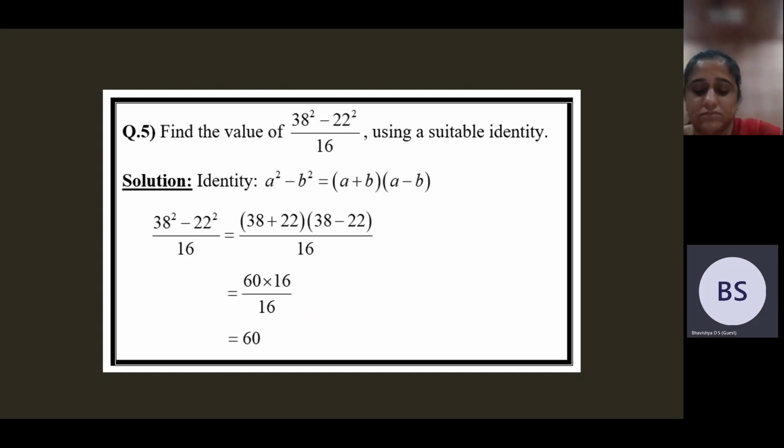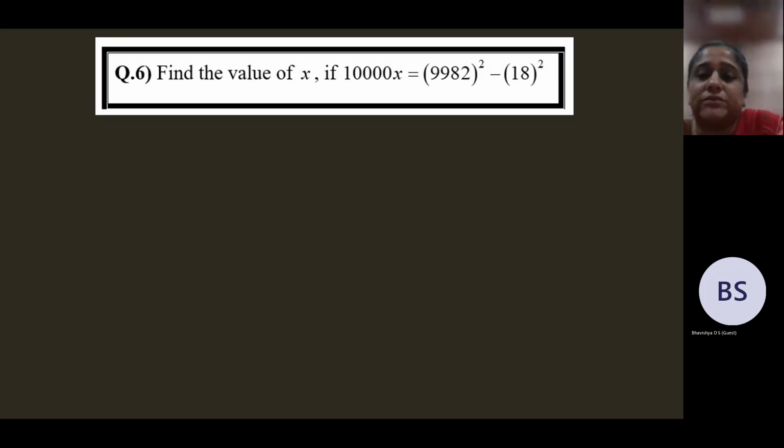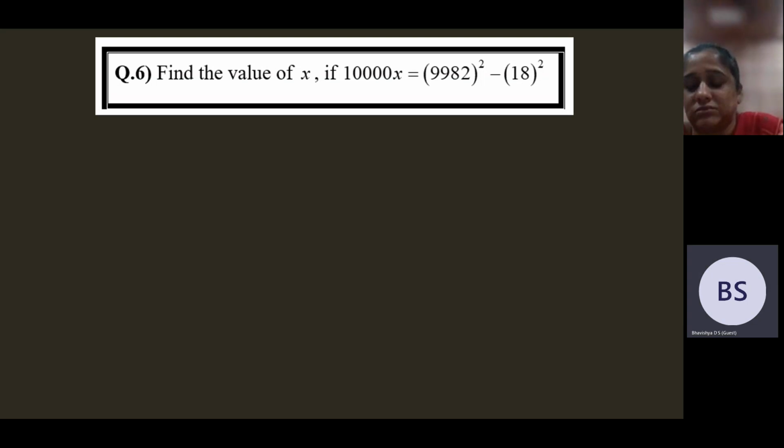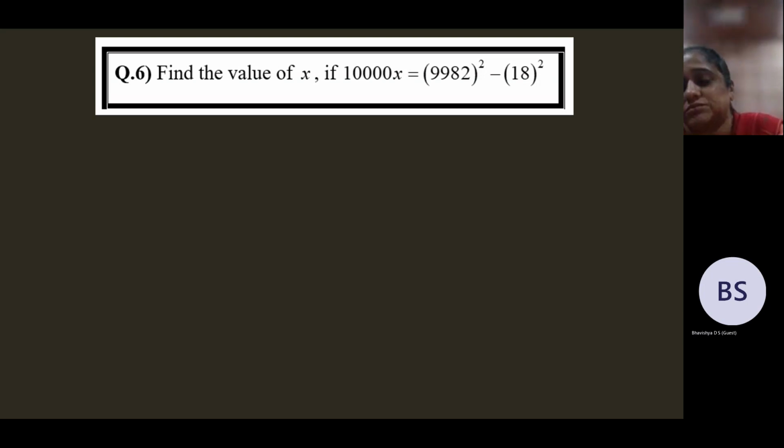Took screenshot, ma'am. Yeah. So here also you see it looks like a square minus b square. The right hand side looks like a square minus b square. What is a there? Ma'am, 9,982 square. What is a? 9,982, ma'am. And what is b? 18, ma'am. Okay. So a square minus b square is a plus b into a minus b.